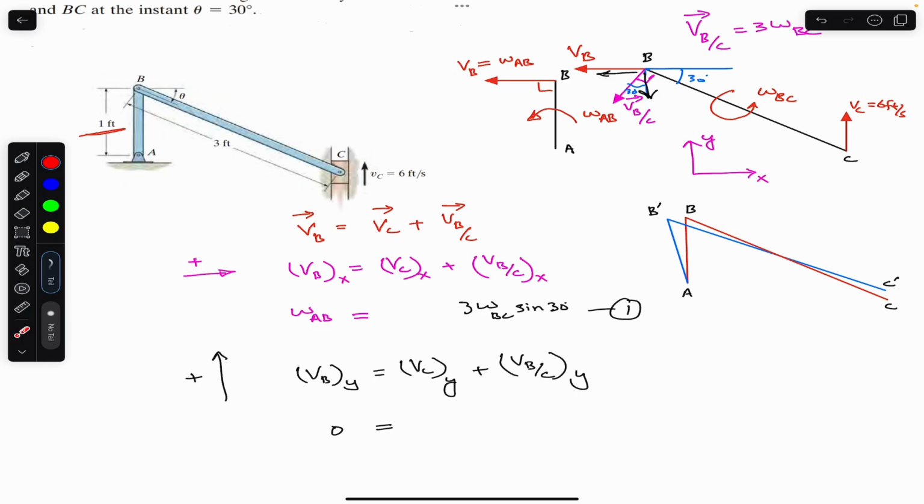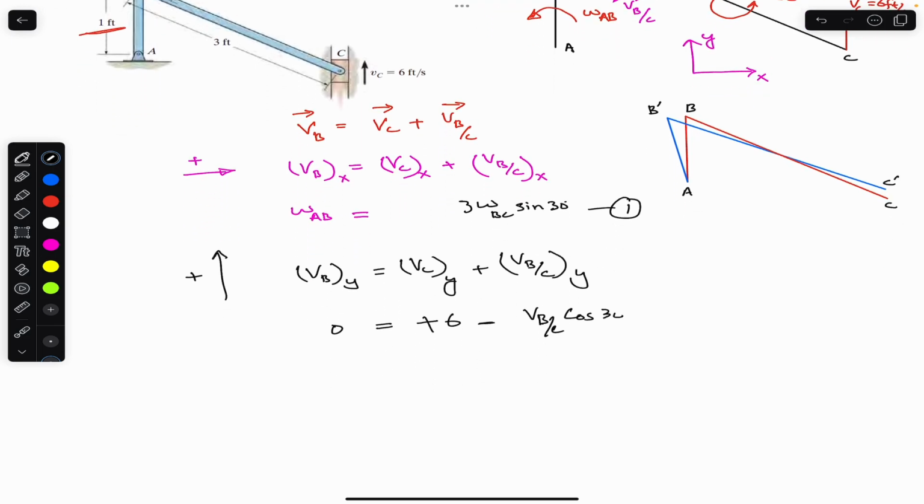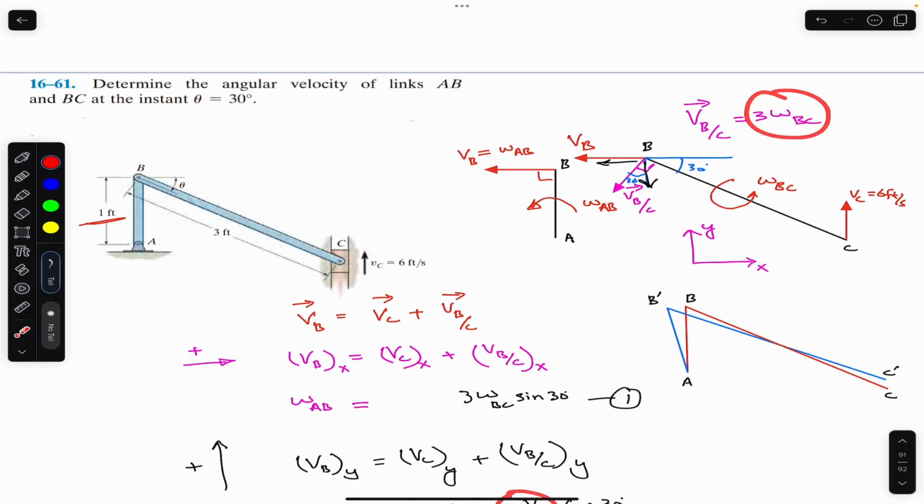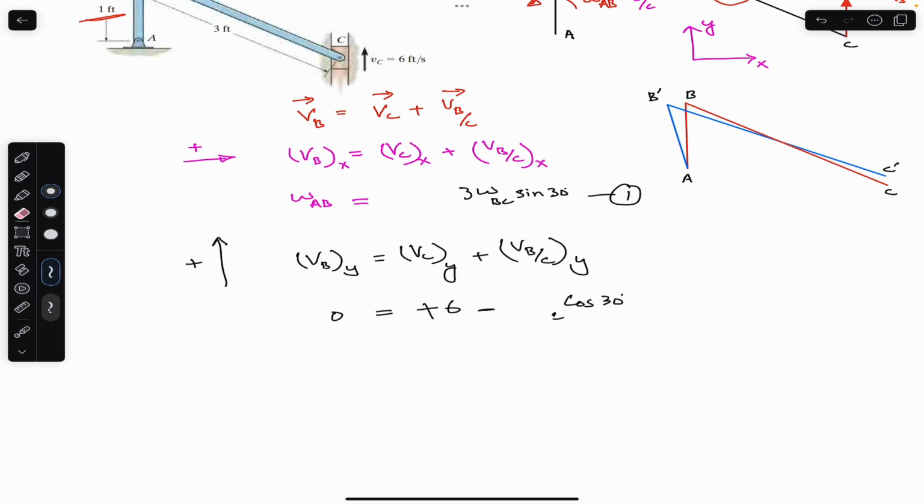And VC is only acting in the vertical direction. So this is 6 feet per second and this is in the positive direction, so we will write plus 6. And the relative velocity has one component in the downward direction, the cos component, which is in the negative direction. So we will write minus the velocity of B relative to C times cos of 30. Again, this magnitude is 3 times omega BC, so we will replace it with 3 times omega BC.